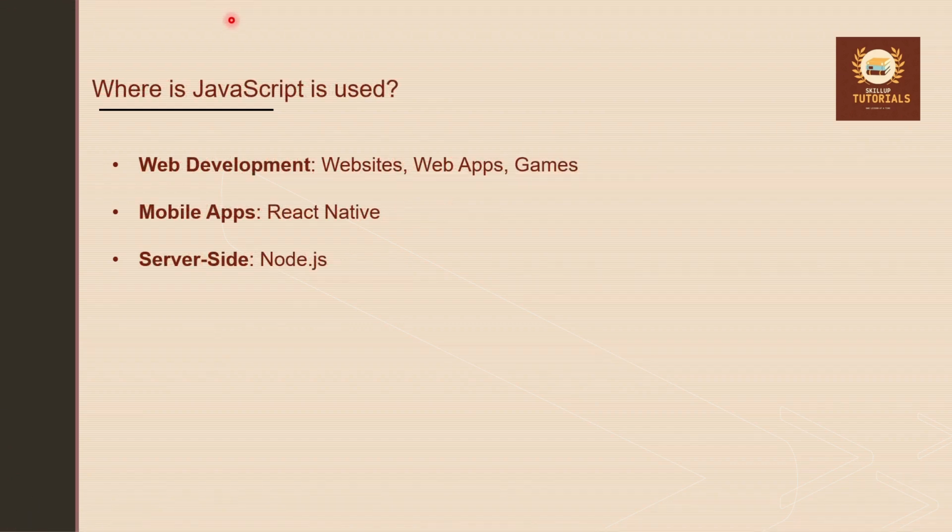So, you might be thinking, where exactly is JavaScript used? Well, it's everywhere. JavaScript powers web development like interactive websites, web apps, and games. It is also used in mobile apps through frameworks like React Native, and on the server side using Node.js. So, no matter what type of developer you want to be, JavaScript is a skill that's super versatile.